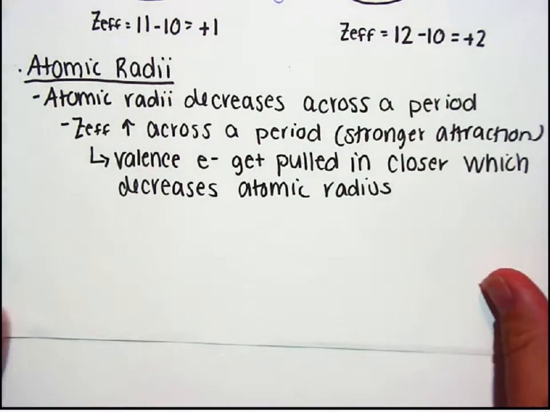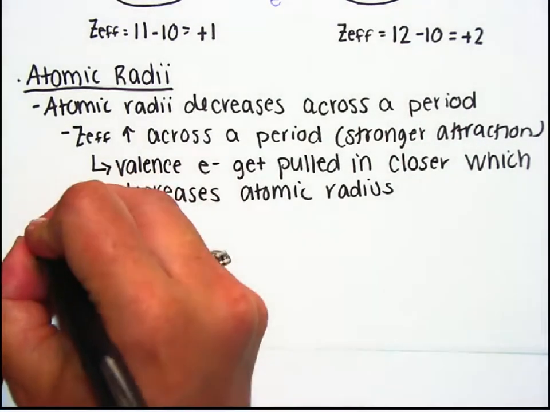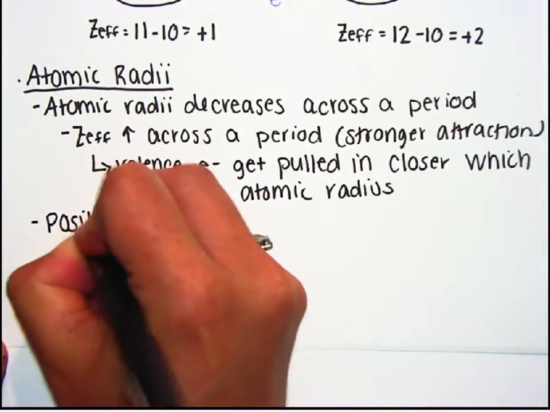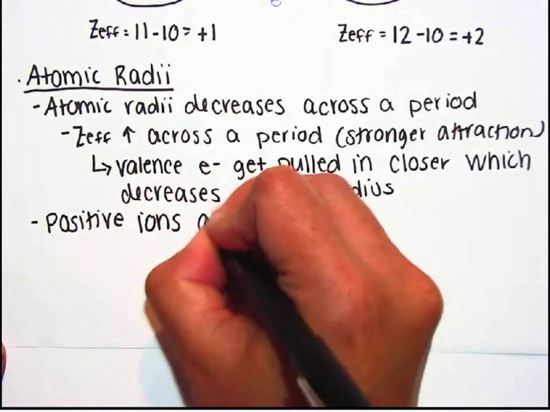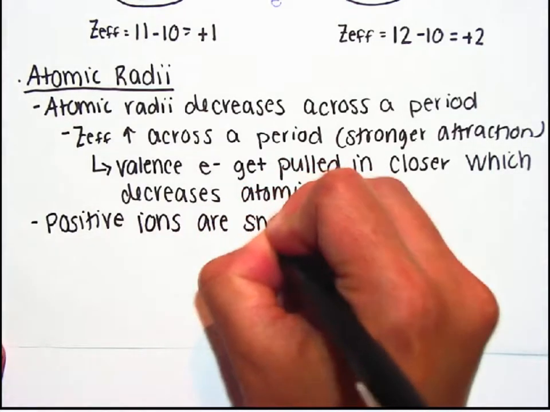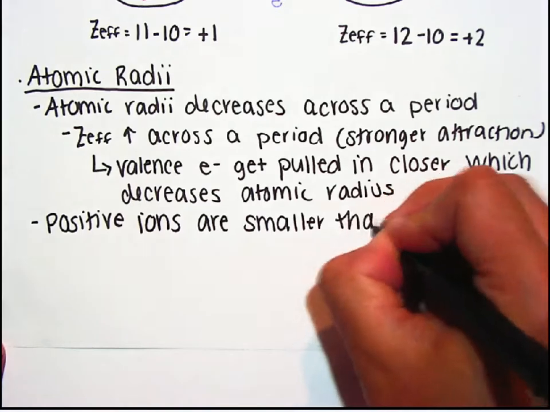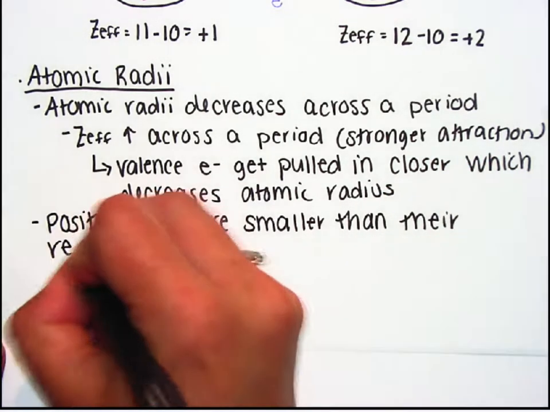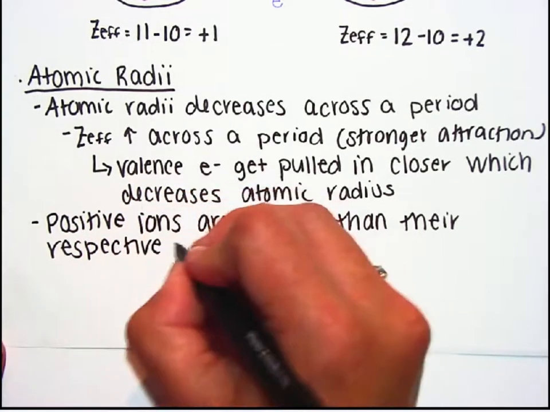You should also be able to compare the atomic radius of an atom to its ion. So the next trend for atomic radius: positive ions are smaller than their respective neutral atom.